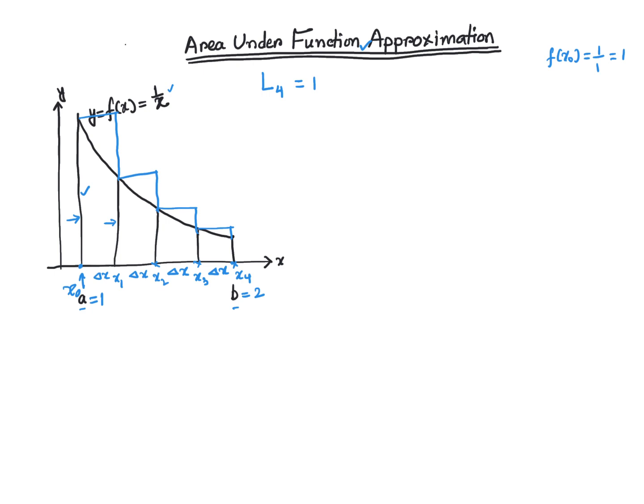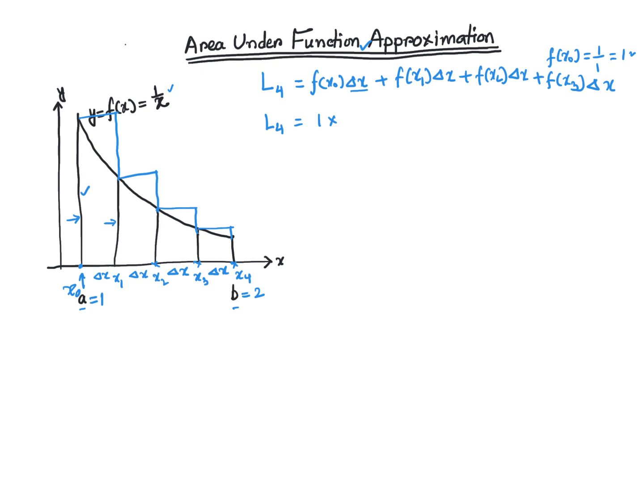Let me write it out, it will help. f of x sub 0 delta x plus f of x sub 1 delta x plus f of x sub 2 delta x plus f of x sub 3 delta x. Remember, I'm considering the left side of each rectangle as the height. So for x sub 0, I got 1, right? So my L4 is going to be 1 times delta x.